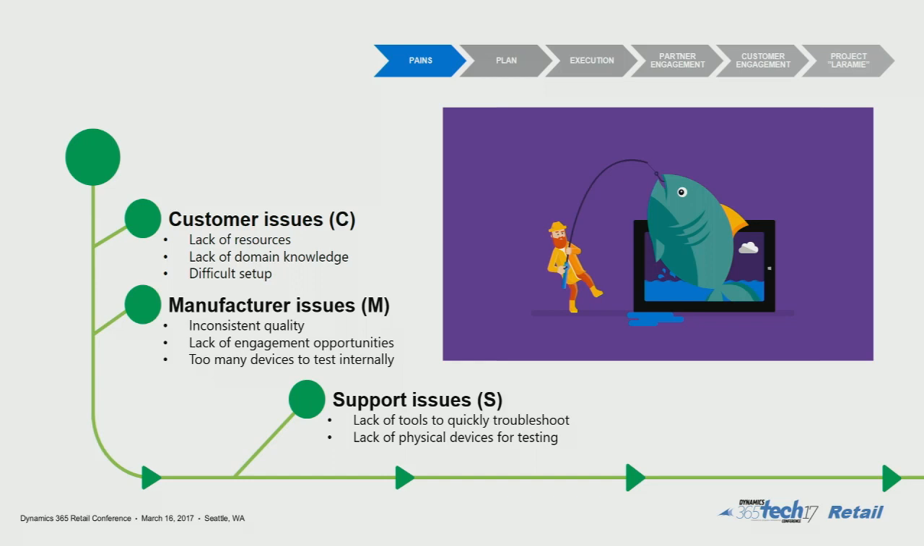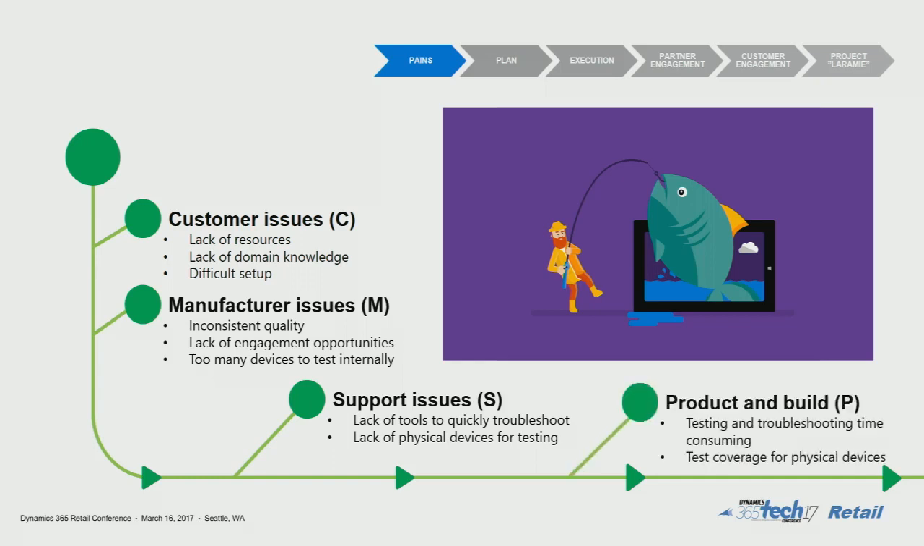So as you see, I'm going along, and I apologize, I didn't realize the screen would be so small, but I kind of have these in different categories. So customer issues have a C, manufacturer issues have an M, and support issues have an S. And I kind of try and correlate those categories with how we're trying to solve these issues. And finally, from a product and build standpoint, like I mentioned, testing and troubleshooting is time-consuming, and it's hard in our build environment to have good test coverage when physical devices are required. So this is kind of our main list of issues.